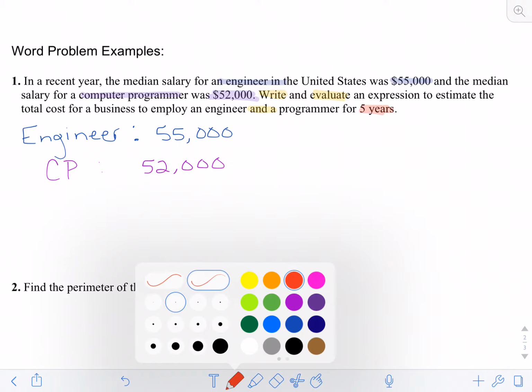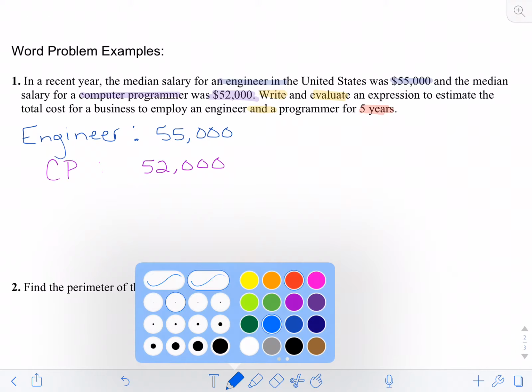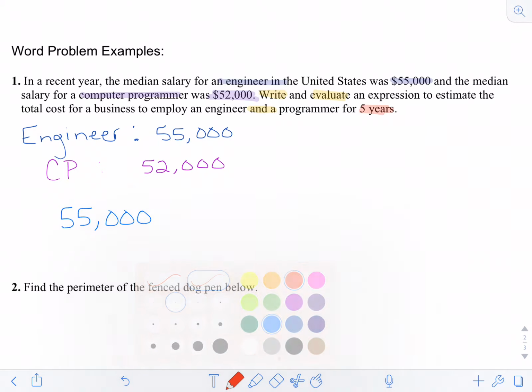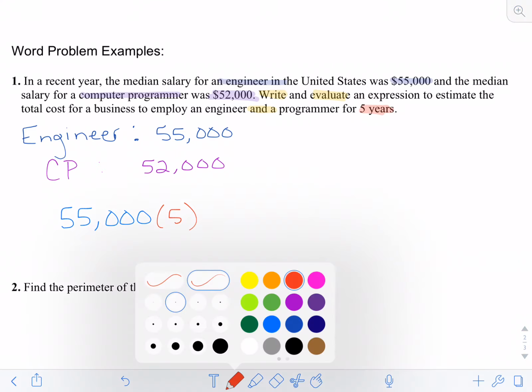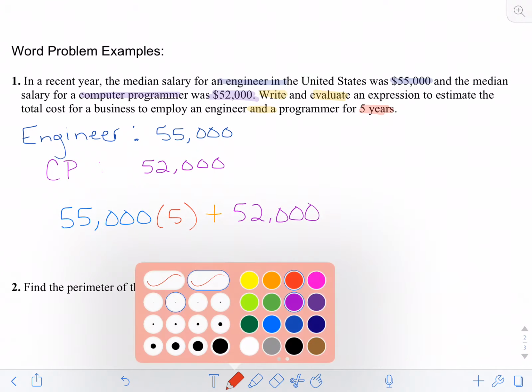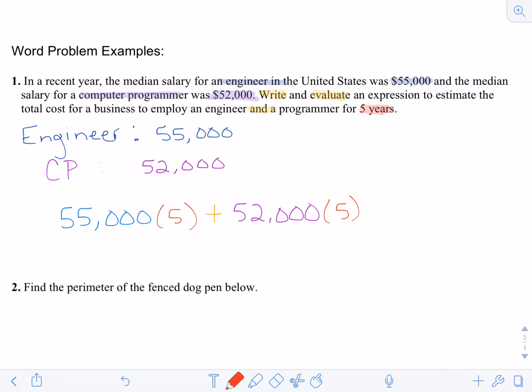So what I'm going to do here is write my expression. First I'm going to start off with my $55,000. We're going to keep that person for 5 years. Plus, I could do it in orange, plus we have my computer programmer who gets $52,000 a year, and again, we're keeping them for 5 years. So how much money would this cost the company to have both of these?